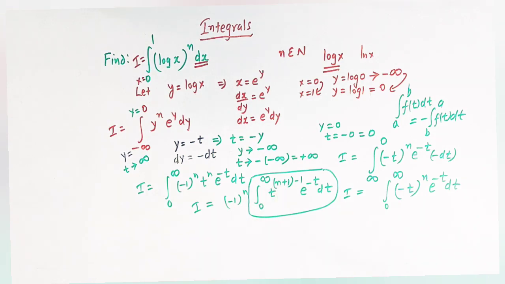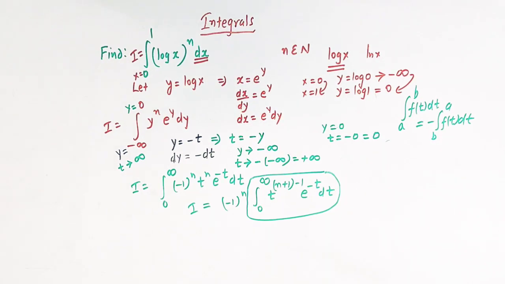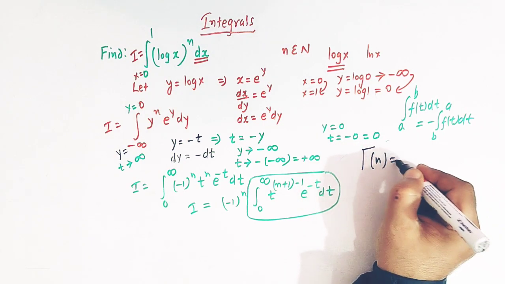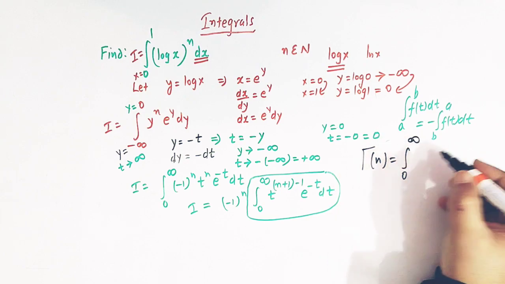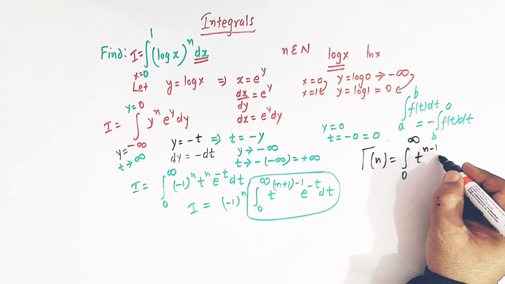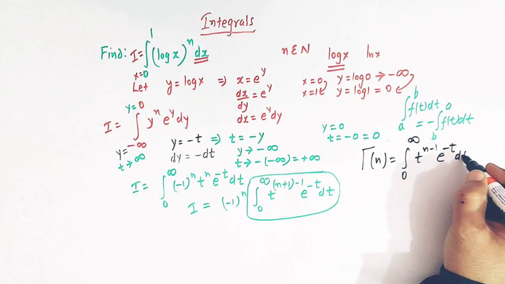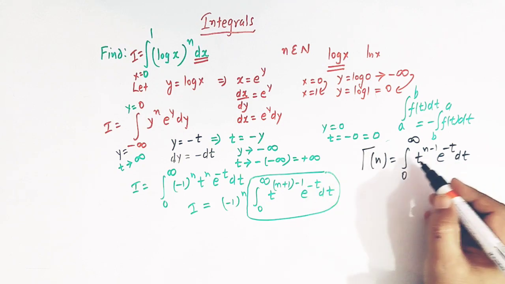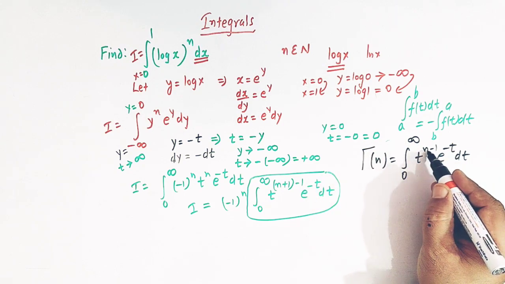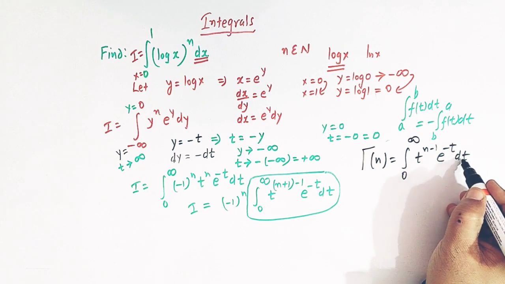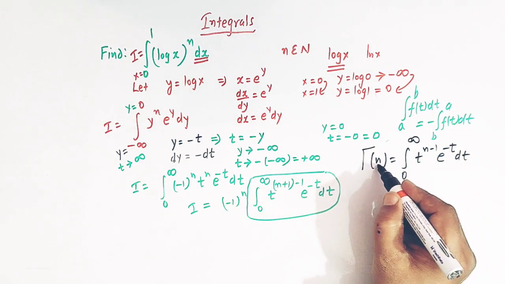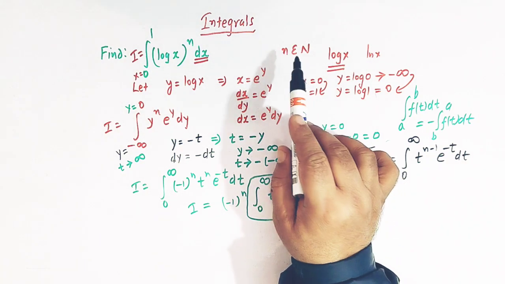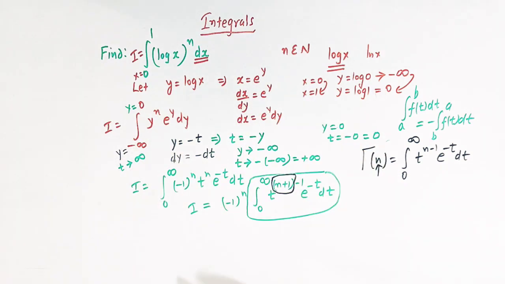Now viewers, see, gamma of n is defined as the integral from 0 to infinity of t raised to n minus 1, e raised to minus t dt, right? So this is the Euler's integral. So gamma of n is defined like this, and here we see that for this n we have n plus 1, right? And remember, n belongs to the set of natural numbers.